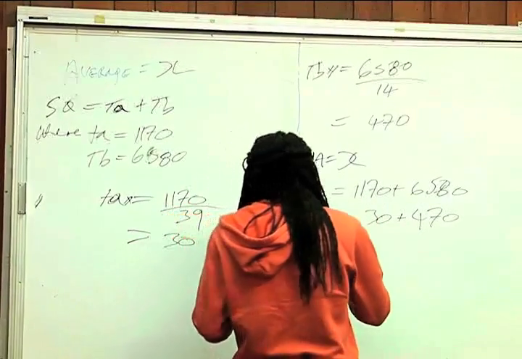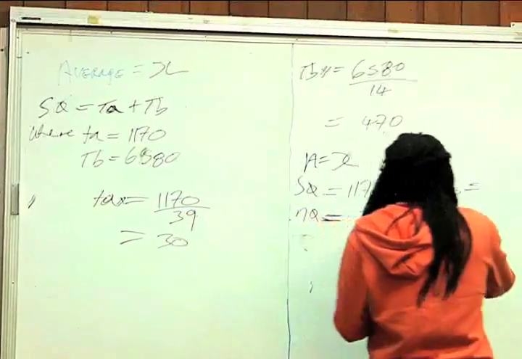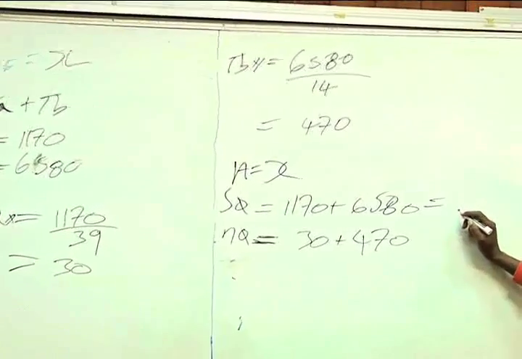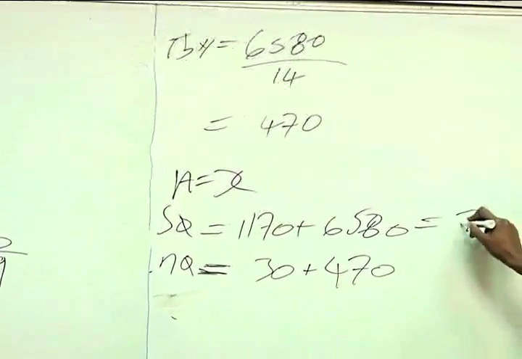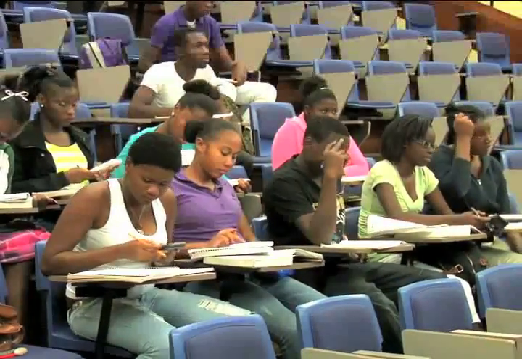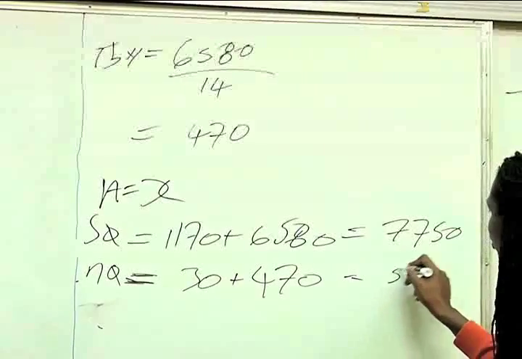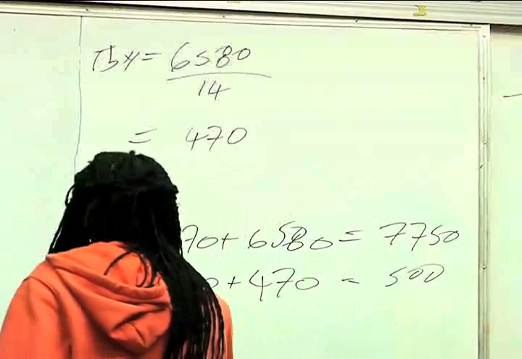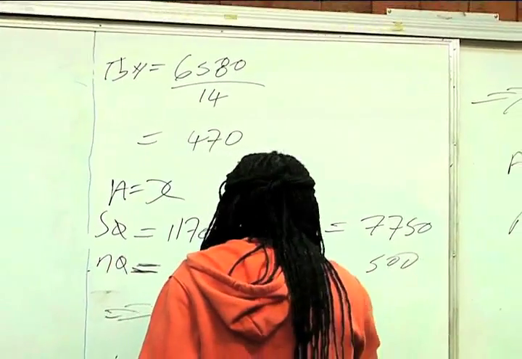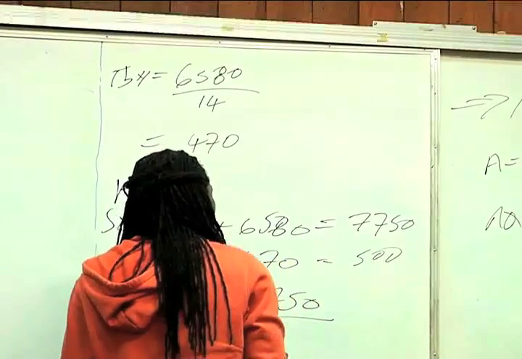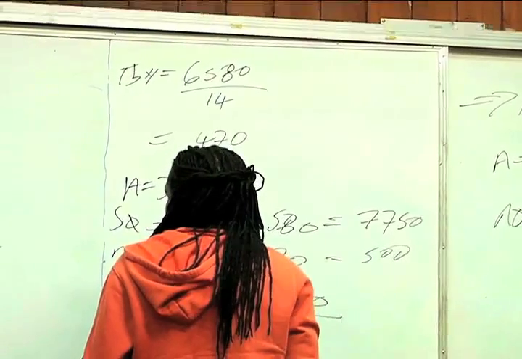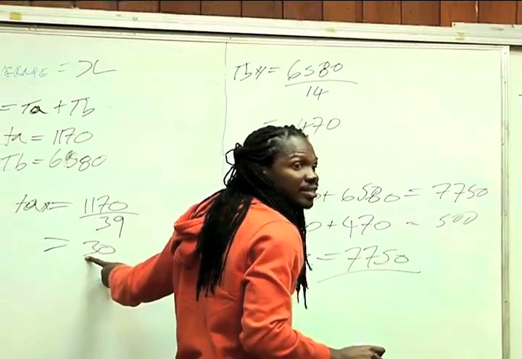So that means then that SQ equals 7,750. And NQ is 500. So this implies that the average, which is X, equals 7,750 over 500, which is 39 plus 470, 500.